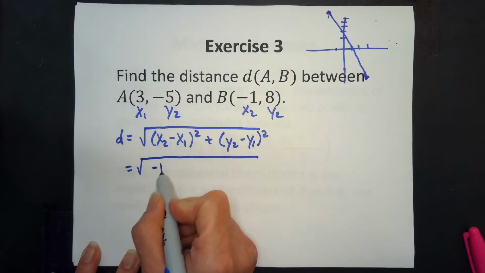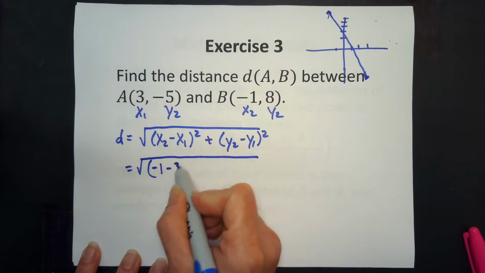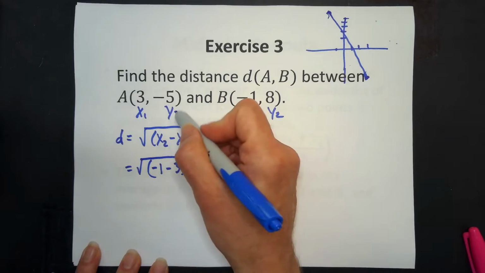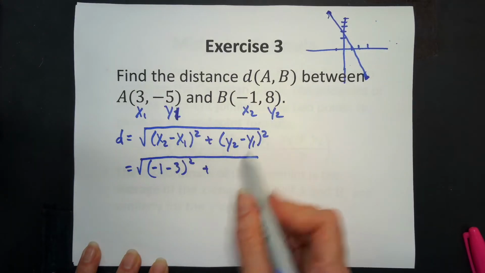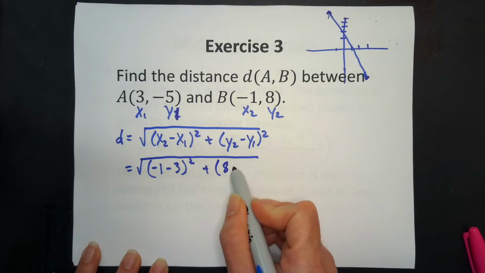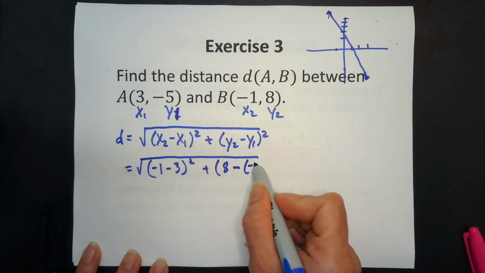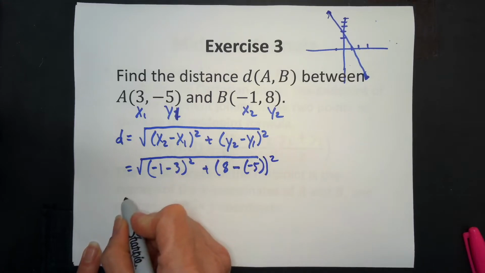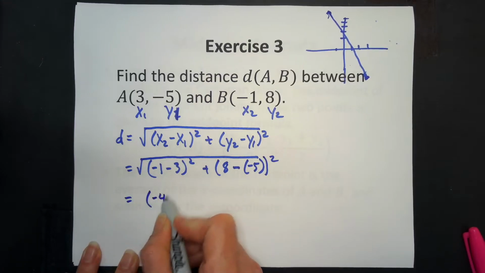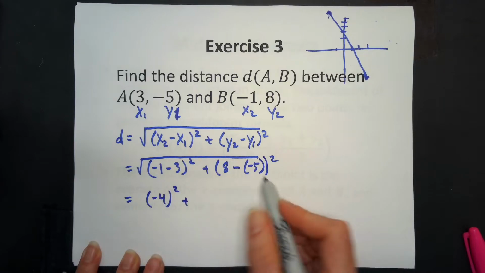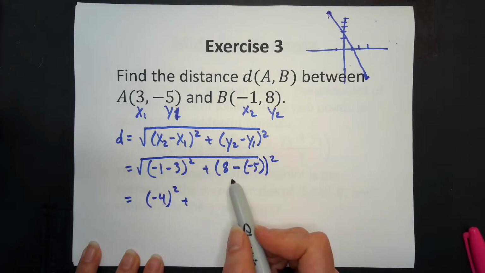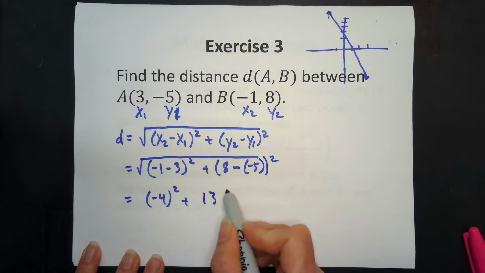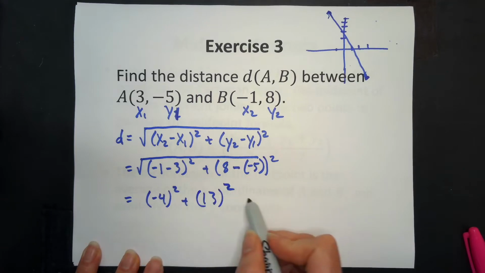And so I get negative 1 minus 3 quantity squared plus, and now I'm going to get, oh, this is y sub 1, excuse me. I'm going to get 8 minus a negative 5, and so that's going to be quantity squared. So that's going to give me a negative 4 squared plus, and so that's going to be what? 8 minus a negative 5, which would give me positive 13 squared.